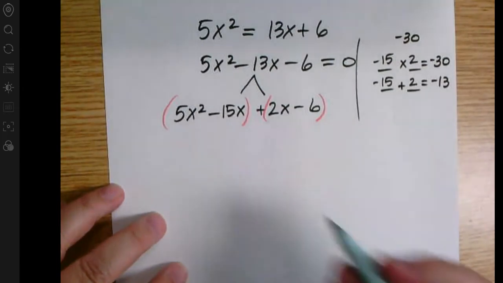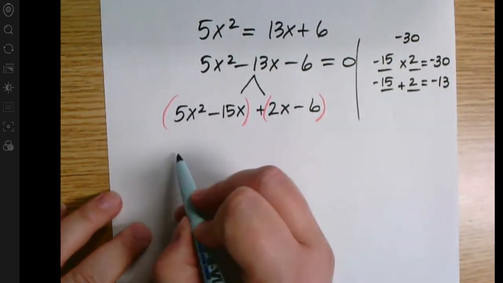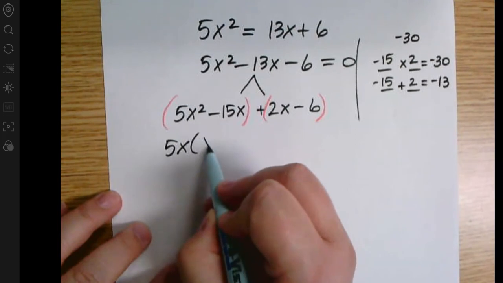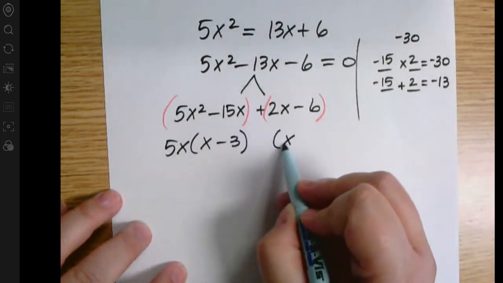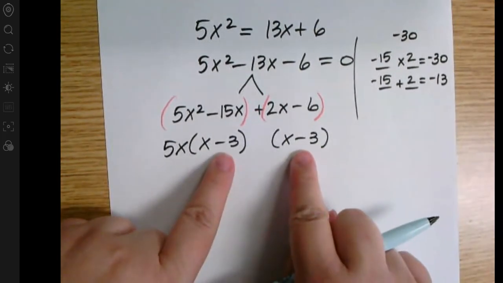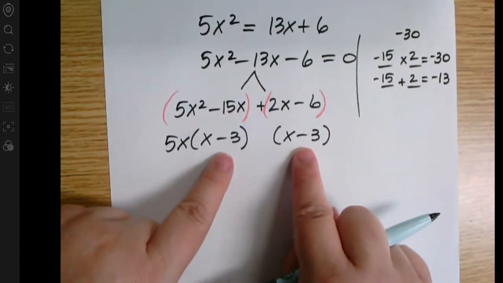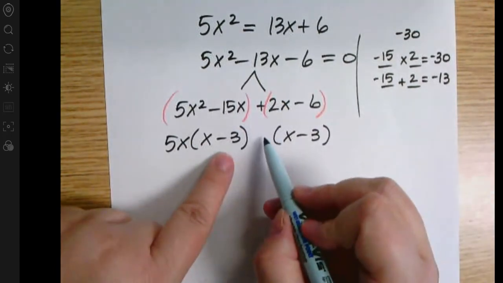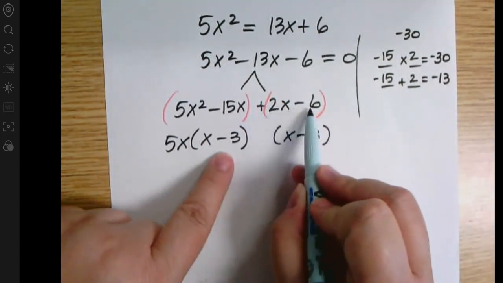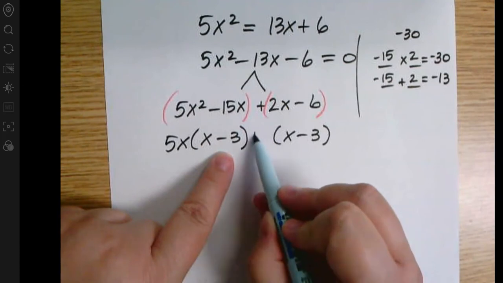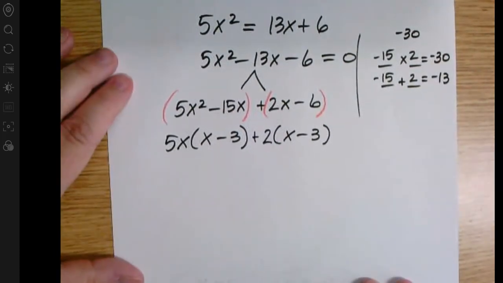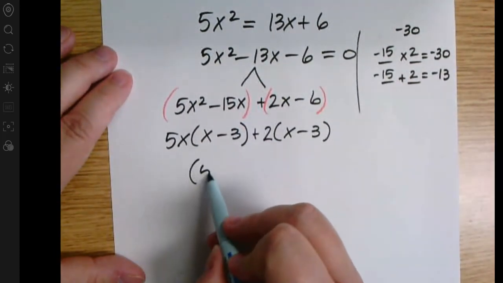So now we're on the grouping. The greatest common factor here is 5x. That leaves me with x minus 3. And over here, I also need x minus 3. These always have to match. If you can't make a match, you can't factor it this way. So I need to figure out, what do I take out of this to leave x minus 3? And the answer is 2. And now I'm ready to write it in factored form.